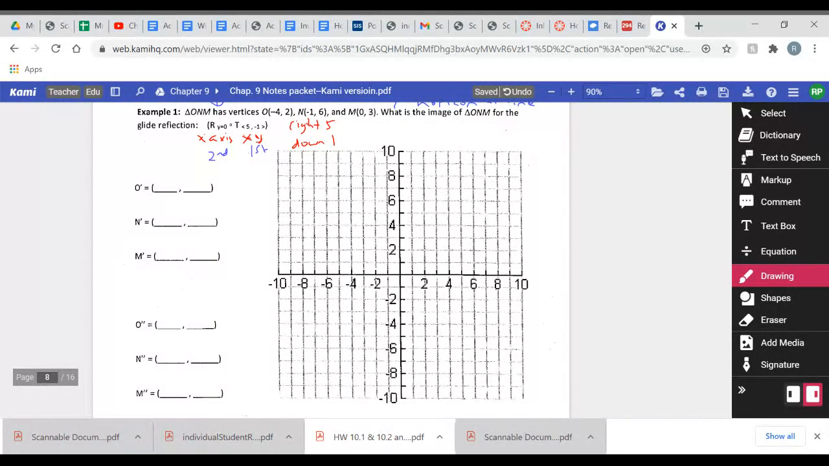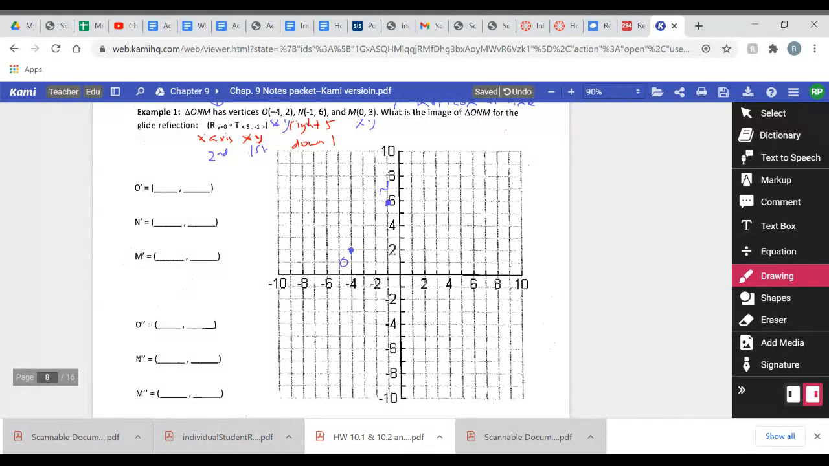Okay, so my original triangle, the ordered pairs are listed above. Don't forget, anytime you're graphing a point, it's the x first and then the y. I think that's helpful a lot of times to put underneath here so you don't forget. So O is -4, 2. So I'm going left 4, up 2. And there's my O. My N is -1, 6.